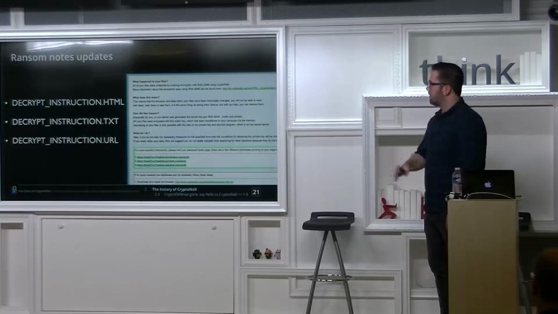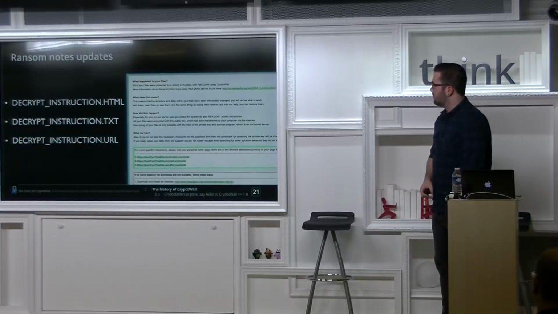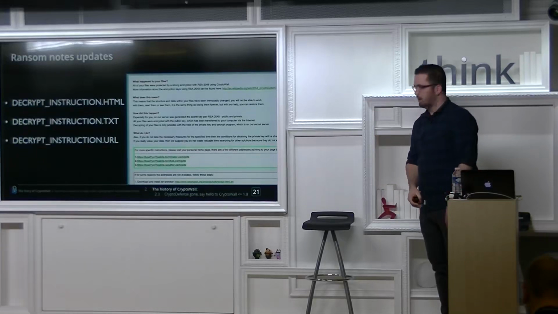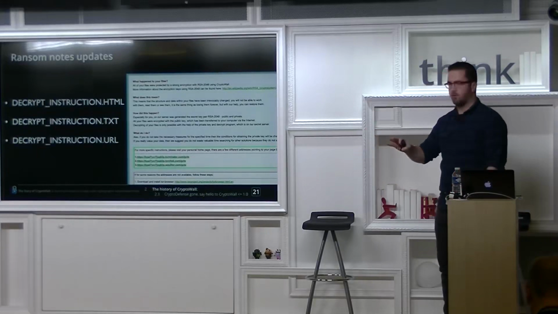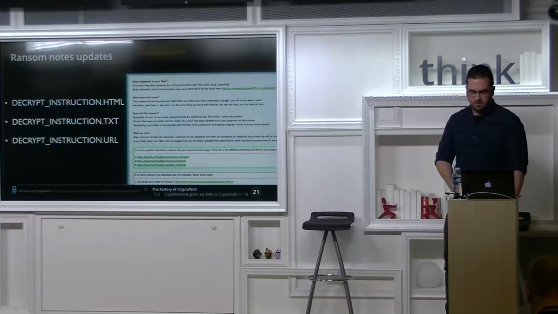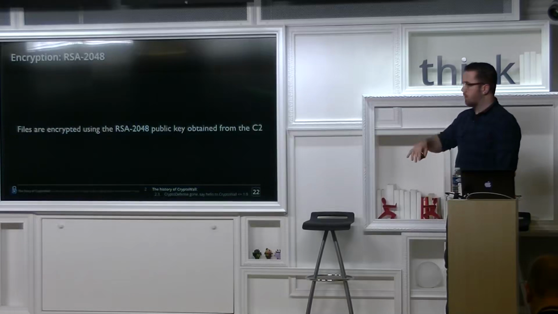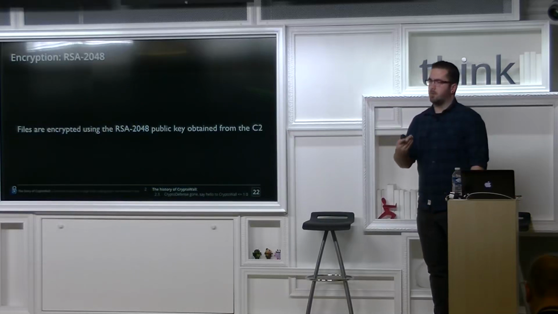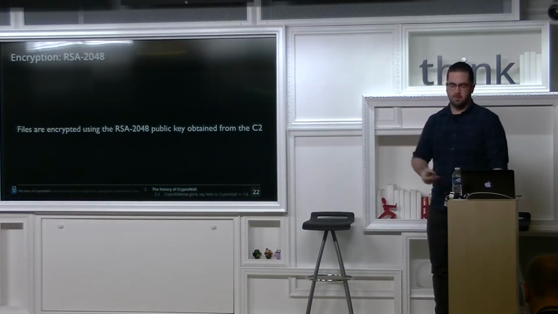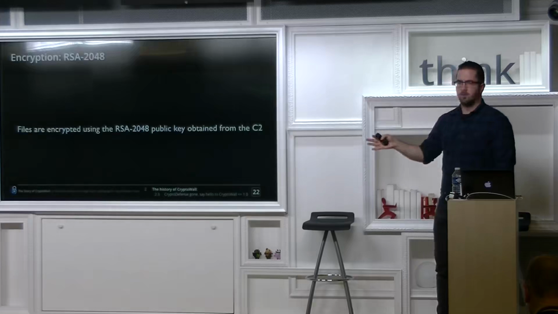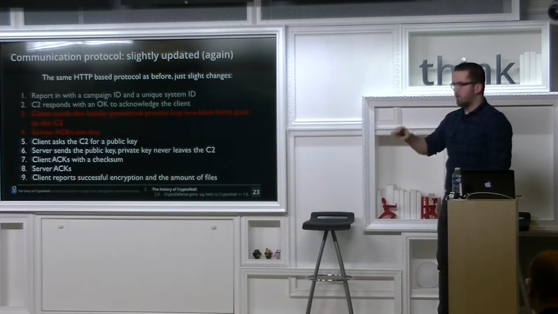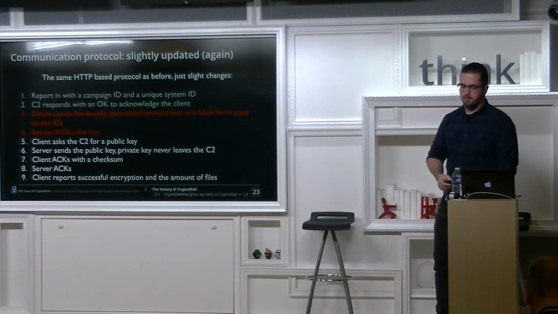Again, some slight ransom note updates. They made the thing blue. Some small cosmetic changes. It now says all of your files are protected with strong encryption. But encryption also changed. Instead of generating anything locally, it would actually request an RSA public-private key pair from the CNC server. So no more private key on your system.